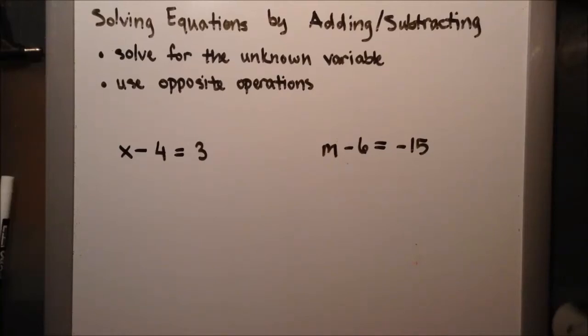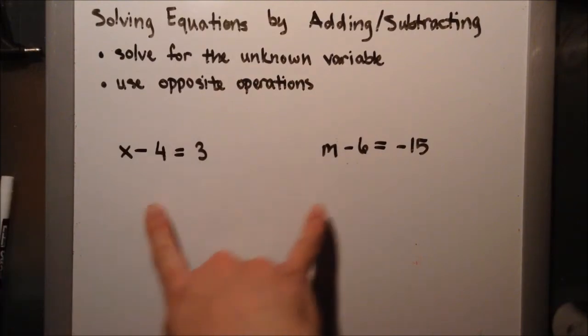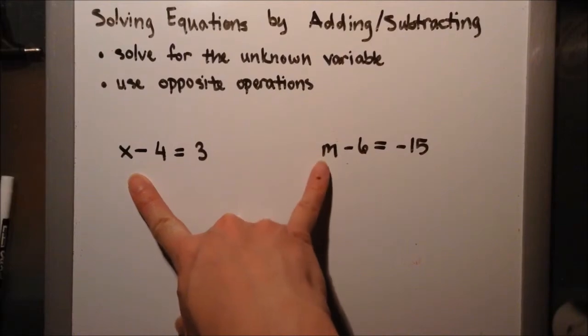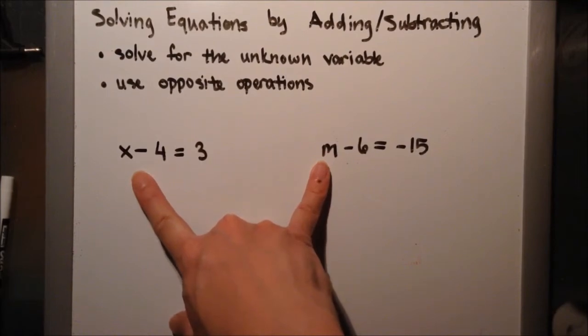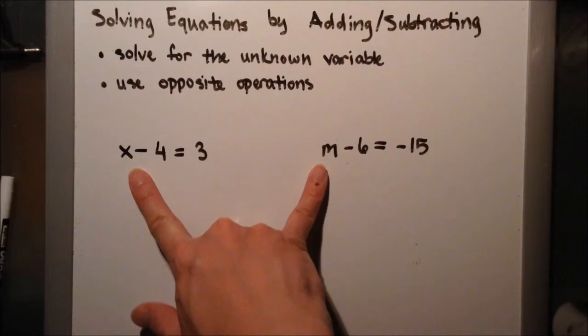In this first section, we're going to do solving an equation by adding and subtracting. For any type of solving an equation, we always solve for the unknown variable, such as in these two examples, trying to find the value of x and then the value of m. When you're solving for the unknown variable, you try to get it by itself on one side. Notice how m and x are on the left side of the equal sign. So we're trying to get it by itself on the left side.